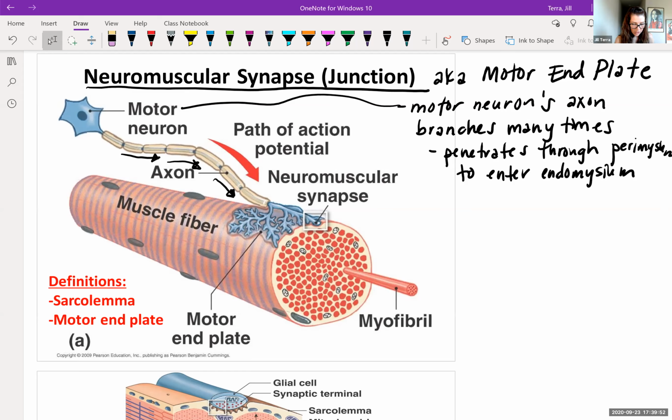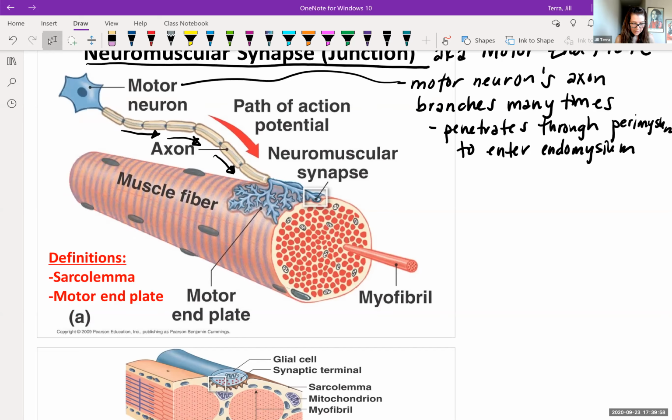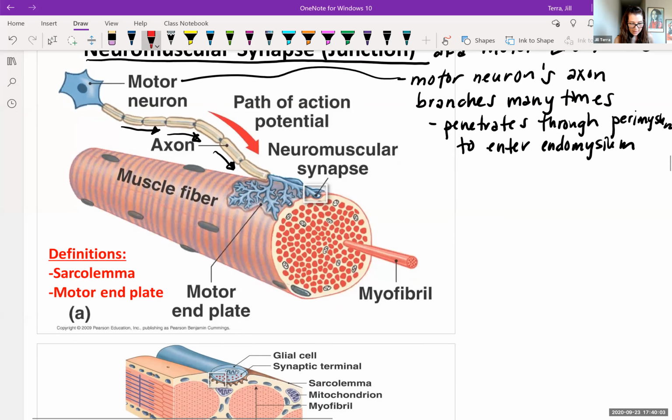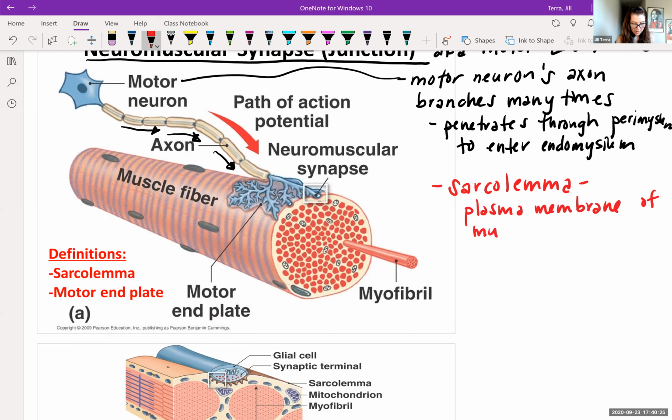Let's do a few other definitions here. The place where, again, these two meet up is called the motor end plate. Okay, and then the muscle fiber has a unique type of plasma membrane that's different from other cell types, and so it has its own name. I'm sorry. But the sarcolemma is basically the plasma membrane of a muscle fiber cell. Okay, again, sarco means flesh.